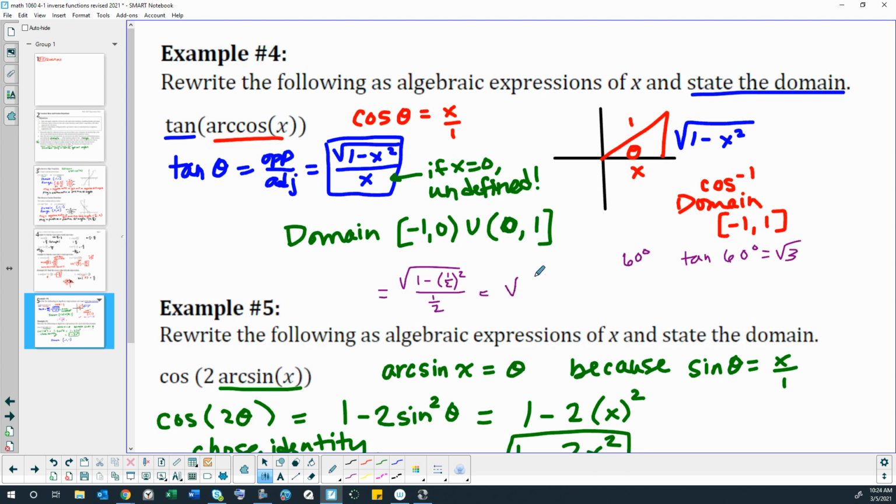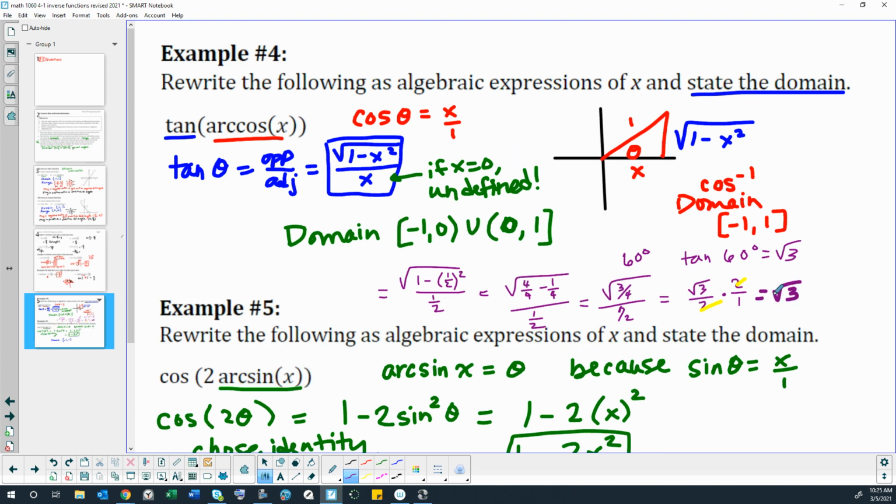So that would be the square root of 1/2 squared would be 1/4, right? So let's get a common denominator. 4/4 minus 1/4 over 1/2. So that would be 3/4 over 1/2, which would be the square root of 3 over 2 divided by 1/2. So I'm going to turn that over and multiply instead. And then those cancel out. And our answer is square root of 3.